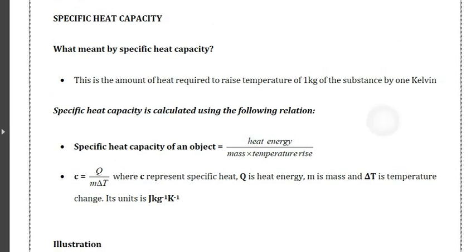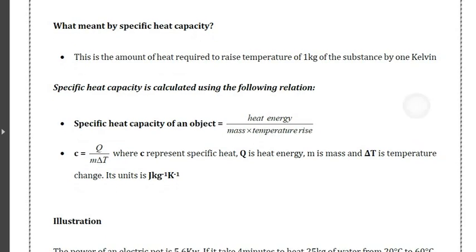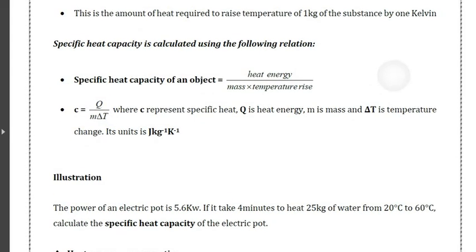So when we say specific heat capacity, it is the amount of heat required to raise the temperature of 1 kilogram of a substance by 1 Kelvin. That is the definition, or what is meant by specific heat capacity.